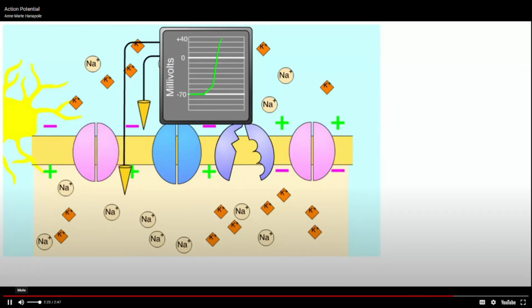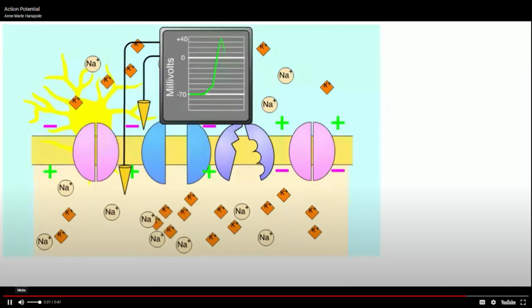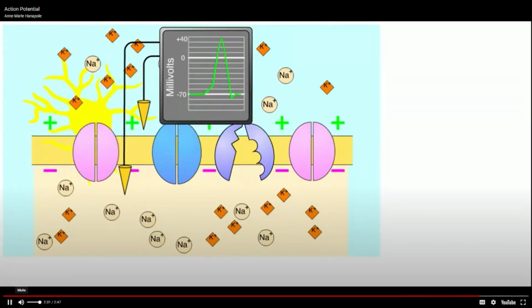Sodium channels close and potassium channels open. As potassium ions rush out, the membrane returns to being negative on the inside. The sodium-potassium pump then restores the balance of ions present at resting potential.